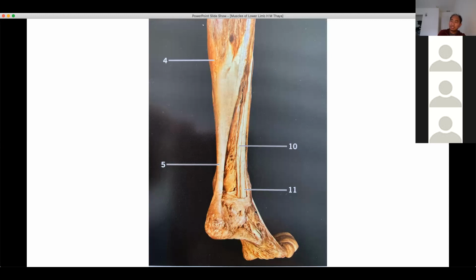And these two tendons, lateral malleolus, this is the little toe. So this is the lateral aspect. This must be the lateral malleolus. These two tendons are peroneus longus and peroneus brevis. Brevis and longus, because of the long tendon.